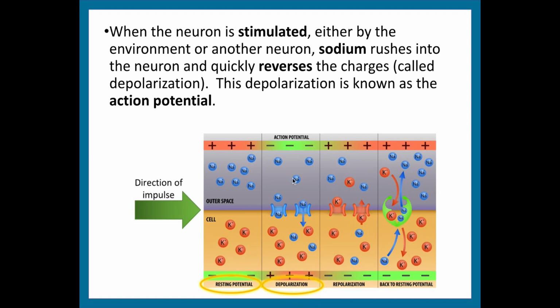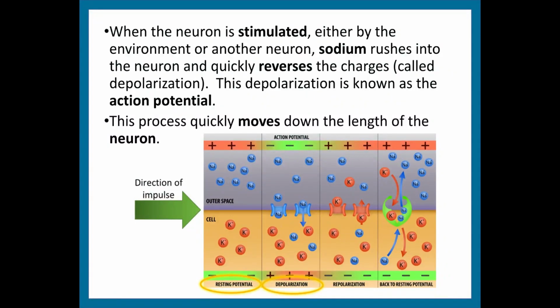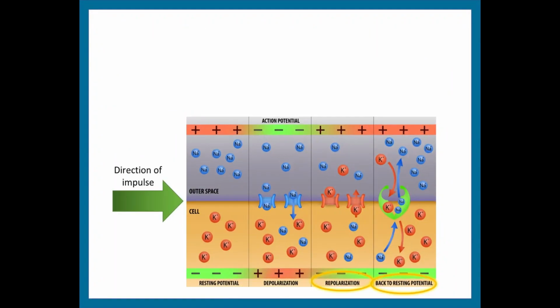So you can see in this image, the sodium, that's Na+, is moving into the cell. So this space up here is outside. It moves inside, and that's depolarization because the charges have flipped. The outside of the cell is now negatively charged, and the inside of the cell is now positively charged. And this process is going to quickly move down the length of the neuron.